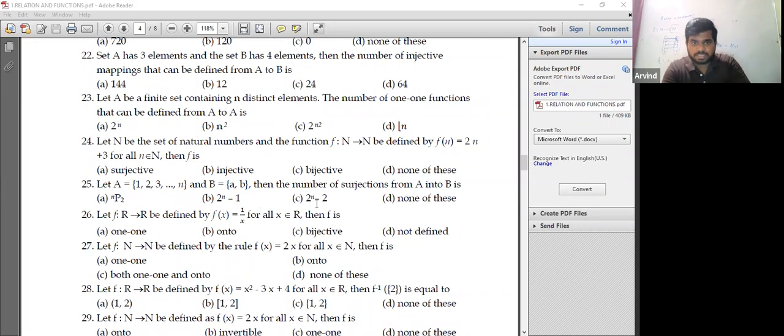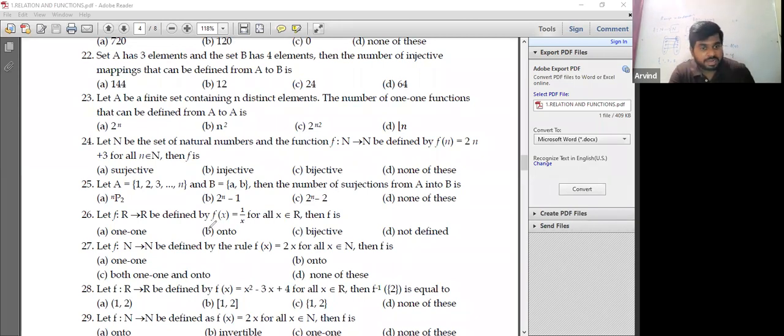25th one, it is a general formula. Remember this. Suppose set A has n elements and set B has only 2 elements, then the number of onto functions is given by the formula 2 power n minus 2. You have to remember, no derivation, please remember it. Set A has n elements, set B has only 2 elements. Then the number of onto functions, that is, surjections, is given by 2 power n minus 2.